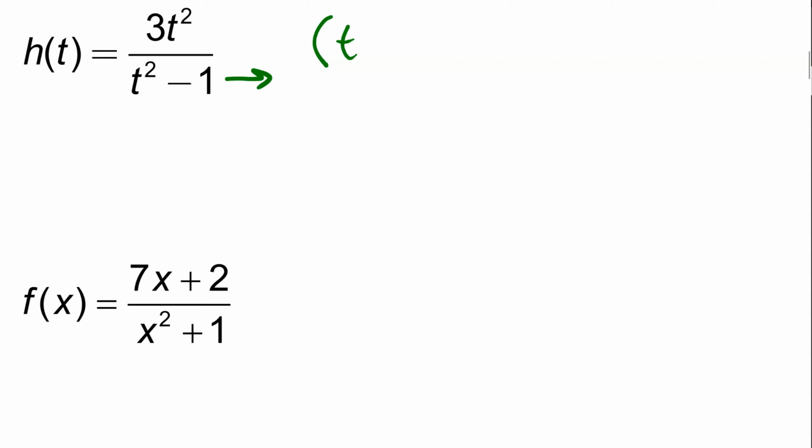T squared minus 1 is a three words, blank of blank. Difference of squares. Do you like this game? It's kind of like Wheel of Fortune, but it's not at all. Difference of squares. T minus 1 and t plus 1.